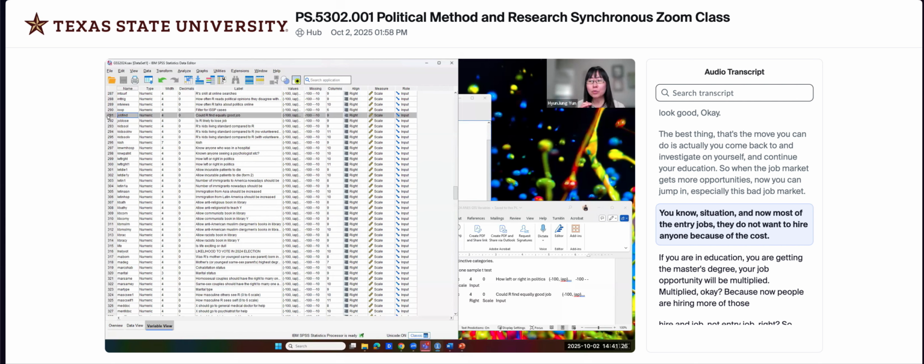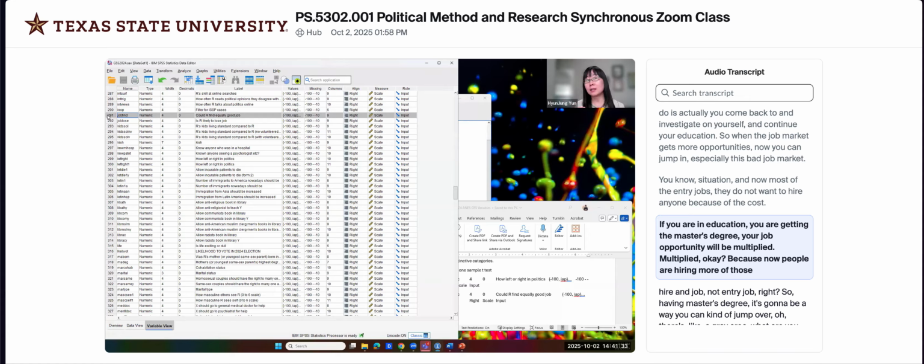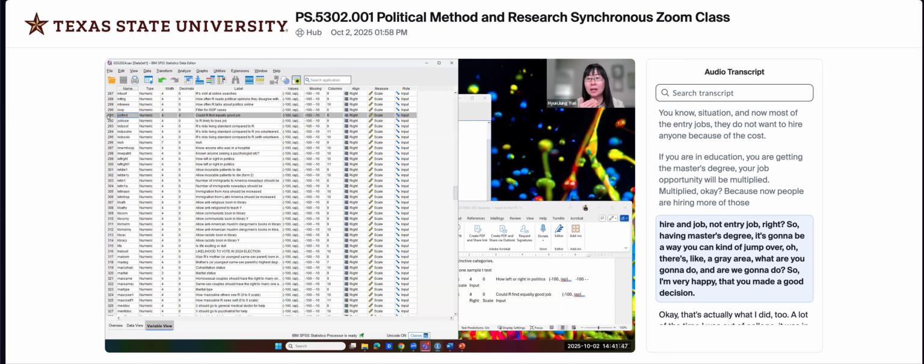Situation, and now most entry-level jobs, they do not want to hire anyone because of the cost. If you are in education and you get a master's degree, your job opportunities will be multiplied. Okay, because now people are hiring more of those higher-end jobs, not entry-level jobs, right? So having a master's degree is a way you can jump over all that gray area. What are we going to do and how are we going to do it?